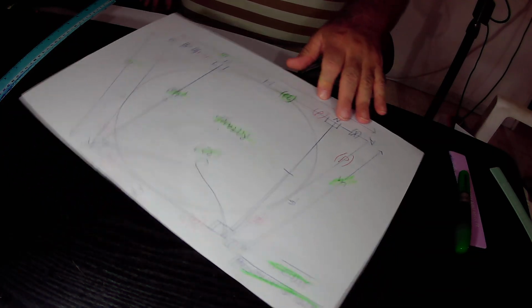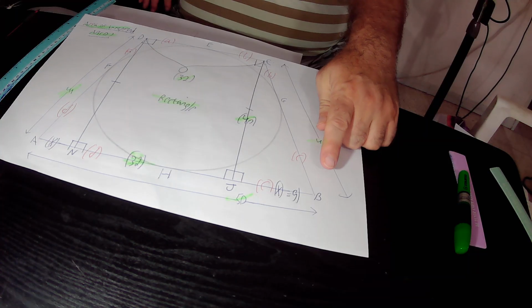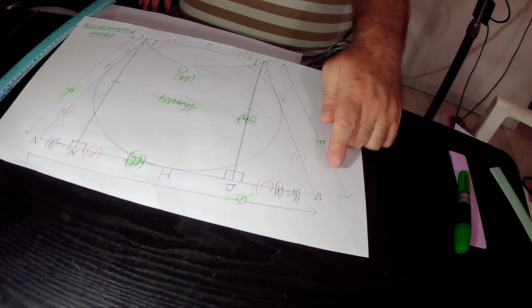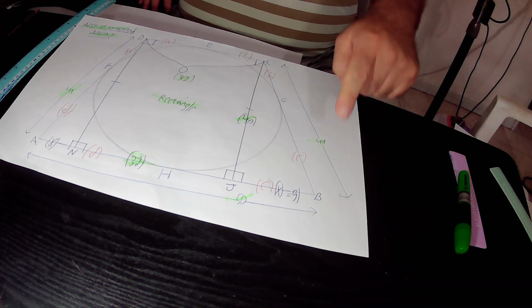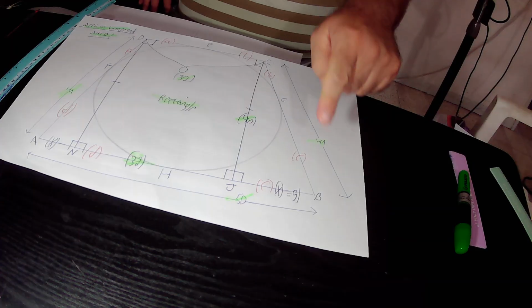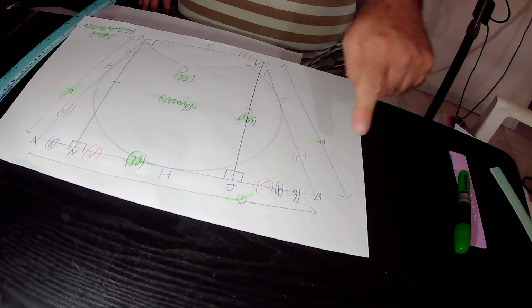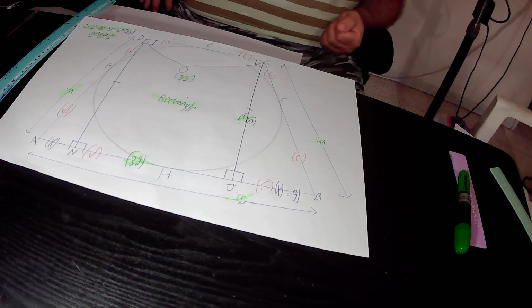And finally, we focus on this common external point, point B. From point B, we have two tangents to this circle, tangent BH and tangent BG. According to rule 2, they are equal to each other. That is to say, BG equals BH. So if we define the length of tangent BH as C, then the length of tangent BG must also be equal to C, because they are equal to each other according to rule 2.